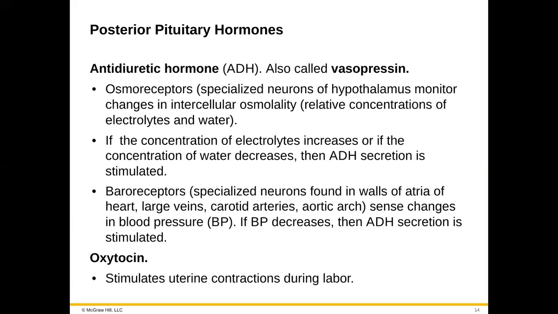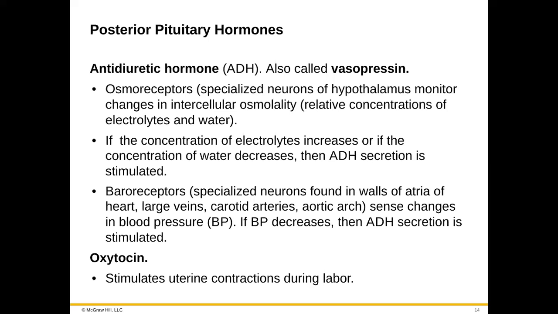Now, talking about the posterior pituitary hormones, antidiuretic hormone, also known as ADH, also synonymous with vasopressin. This is one of the two main hormones that we'll see coming from the posterior pituitary. What it's really doing is monitoring the osmoreceptors, which can sense changes in intercellular osmolality. So we're looking at different concentrations of electrolytes and of water, and there are specialized neurons in the hypothalamus monitoring these changes. If the concentration of electrolytes is increased or if the concentration of water decreases, then antidiuretic hormone secretion is stimulated.